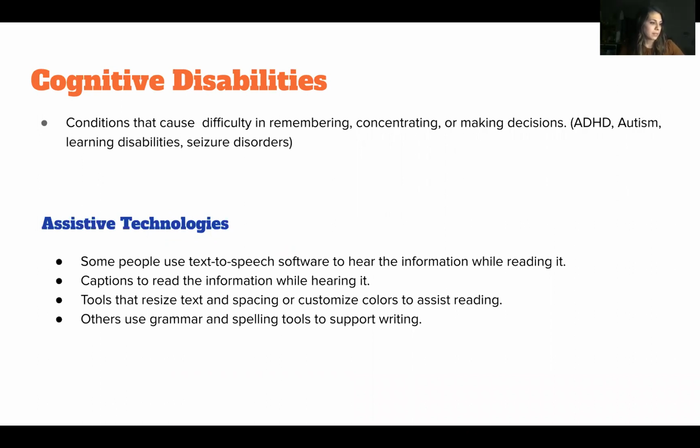Another disability that I feel like I haven't heard that much of, I mostly hear about ear and visual, is cognitive disability. So anything that causes difficulty remembering, concentrating, or making decisions, like ADHD, learning disabilities, and seizures. A lot of the assistive technologies for this help with keeping focus. Some people use text-to-speech software to hear information while they're reading it, to help with absorbing information. And the other way, captions to read information while hearing it. And tools that resize text or customize colors to assist with reading, and grammar and spelling tools to support writing.